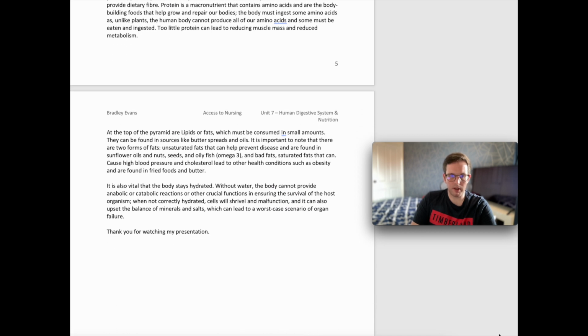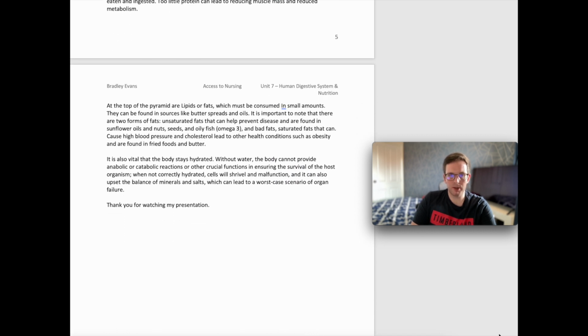At the top of the pyramid are lipids or fats, which must be consumed in small amounts. They can be found in sources like buttery spreads and oils. It's important to note that there are 2 forms of fats: unsaturated fats that can help prevent disease and are found in sunflower oil, nuts and seeds, and oily fish, and bad fats, which are saturated fats that can cause high blood pressure and cholesterol, lead to other health conditions such as obesity, and are found in fried foods and butter.